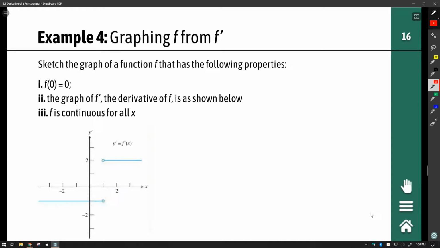We want to sketch the graph of a function f that has the following properties. Property 1, we want f of 0 to be 0. So our graph needs to contain the point (0, 0). 2, we want the graph of f prime, the derivative of f, to be exactly as we see below. And 3, f is continuous for all x. So we're going the other way now. We're given the derivative f prime. We want to graph f.